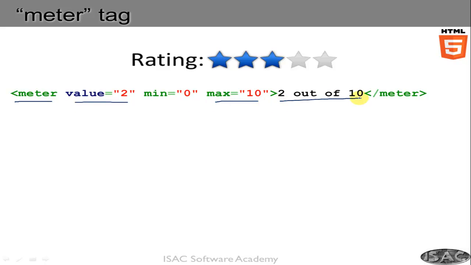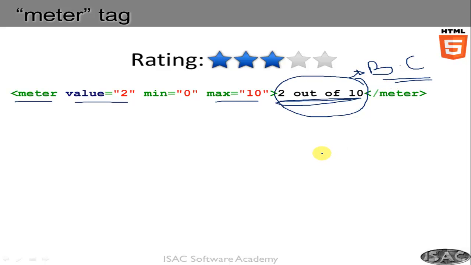Why is this given? This is given in case the browser does not support HTML5, then this is what it will display. So is it clear why this is displayed? It is for backward compatibility. Okay. So in case the browser does not support the meter tag, at least the user will be shown, you got 2 out of 10. Simple text. Otherwise, it will show some kind of a star or some value.